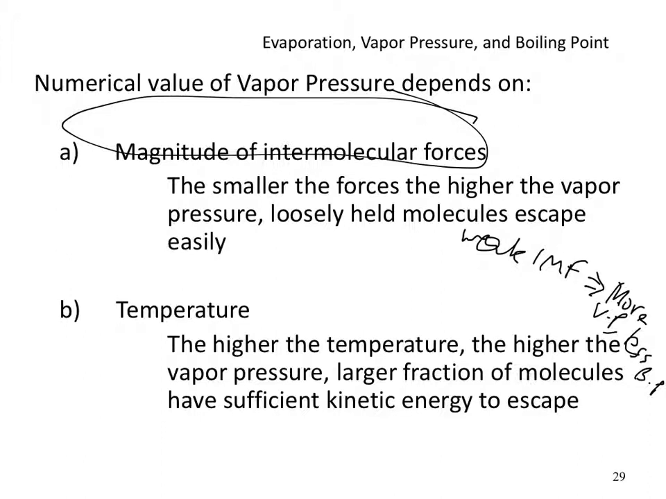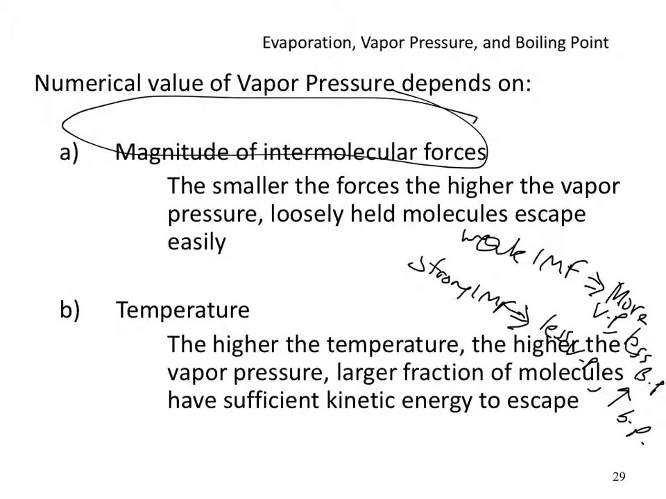And strong intermolecular forces would mean the opposite. That would mean that it has less vapor pressure. That would mean it has a higher boiling point. And the other factor that will decide the vapor pressure will be the temperature, of course.